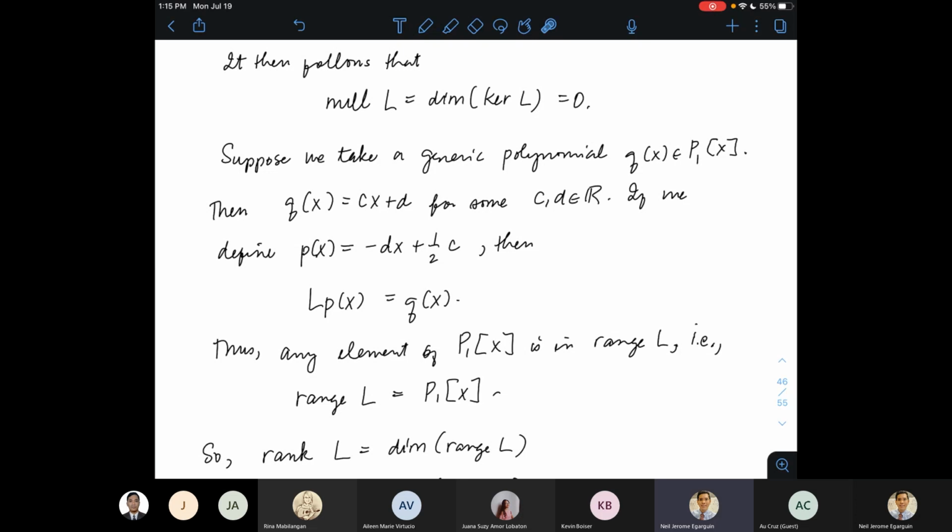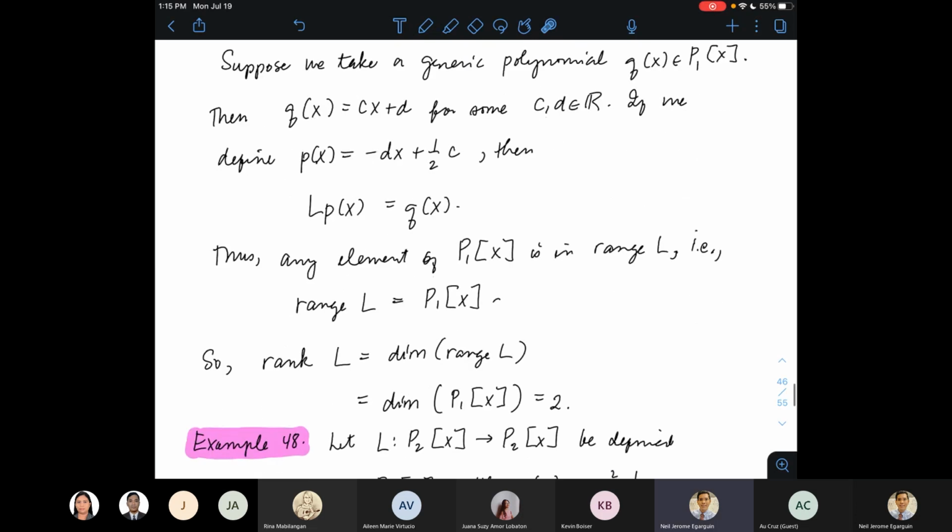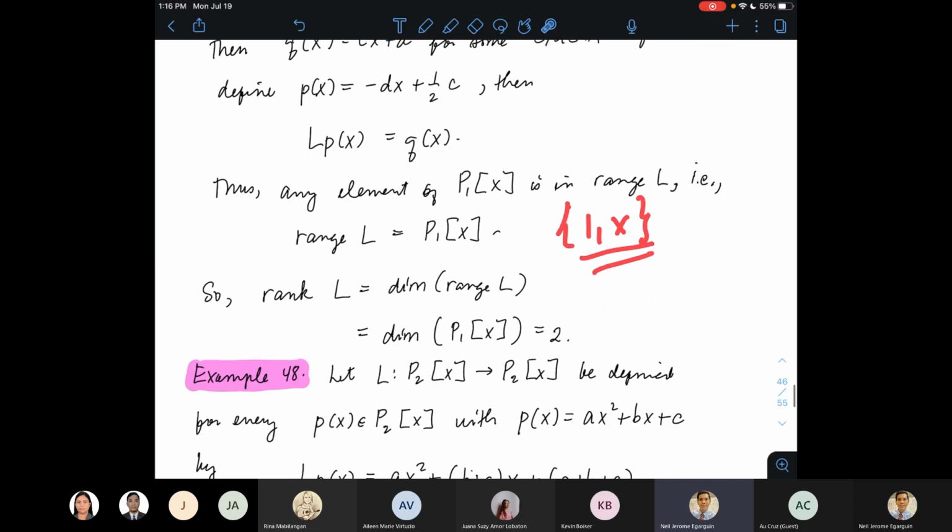So that means any generic polynomial belongs to the range of L. So the range of L is the entire vector space P1 bracket X. And so if I want to get the rank of L, I need to find the dimension of the range of L. Pero ano nga yung dimension ng P1 bracket X? Remember, isang basis para sa kanya, o yung canonical basis para sa kanya ay 1, x, right? And this has 2 elements. So that means that the rank of L is equal to 2.